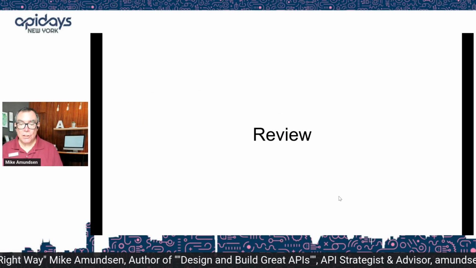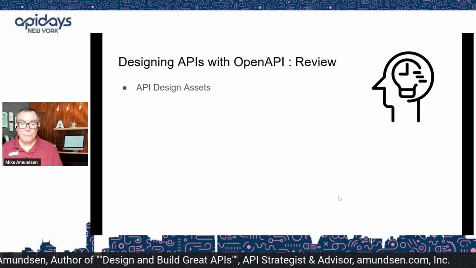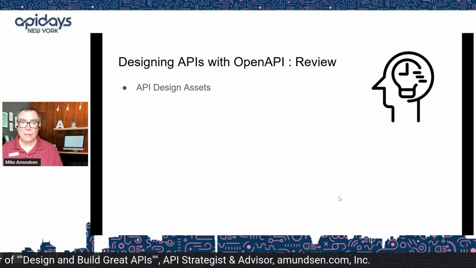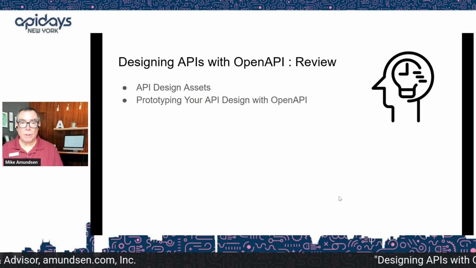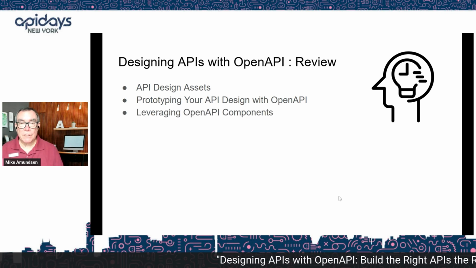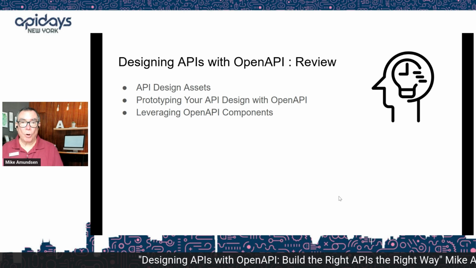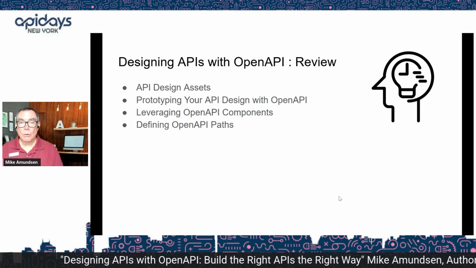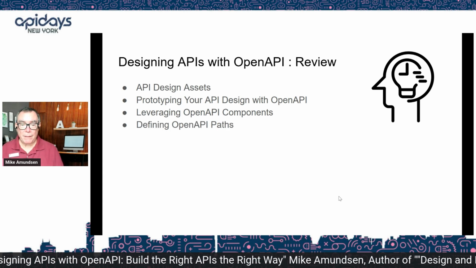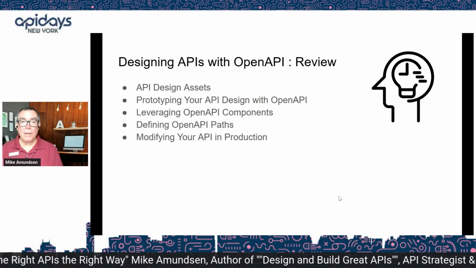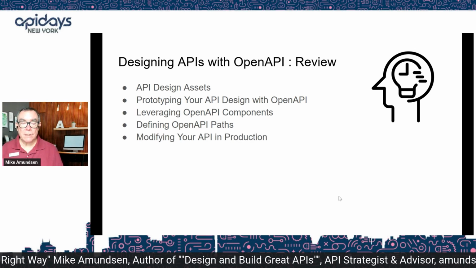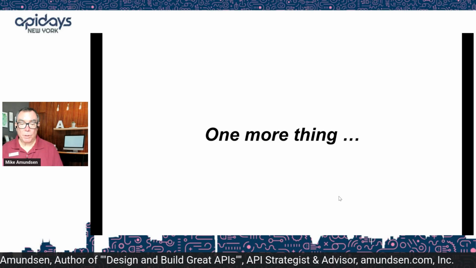Okay, let's do a quick review. We've talked about the notion of design assets, of story, diagram, and vocabulary. We've talked about the importance of prototyping your OpenAPI with a muslin, with a prototype so that it can be tested. We've leveraged all the components to build up your OpenAPI design document. We've talked about defining paths and methods that use those components. And we talked about the importance of doing no harm, no breaking changes on modifying your API in production.